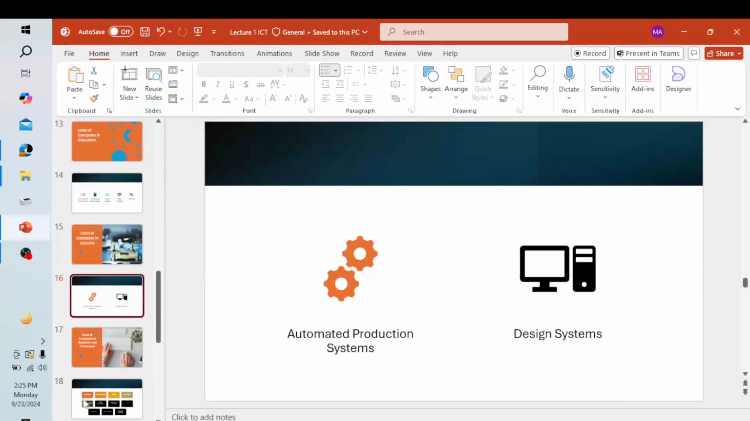The second one is the design systems. Many products are designed using CAD, computer aided design. Computer programs are used to design the model of the product on the computer. After the design is complete, the actual product is produced.